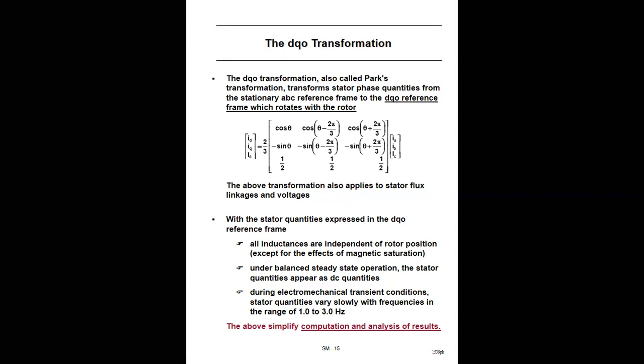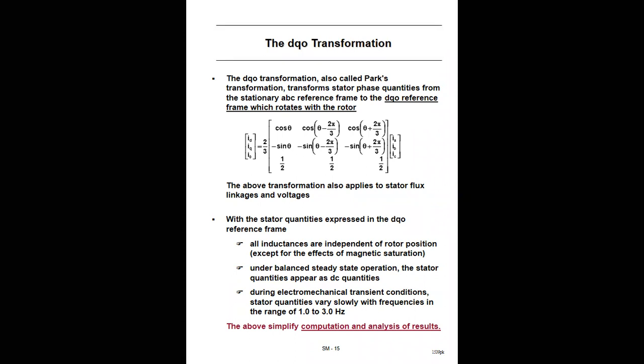And the matrix you can see in front of you: cos theta, cos of theta minus 2 pi by 3, cos of theta plus 2 pi by 3; minus sine theta, minus sine of theta minus 2 pi by 3, minus sine of theta plus 2 pi by 3; and half, half, half; the whole matrix multiplied by the IA, IB, and IC current vector. The above transformation also applies to stator flux linkages and voltages.